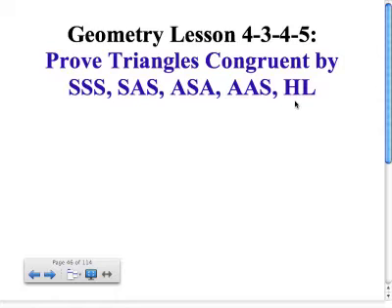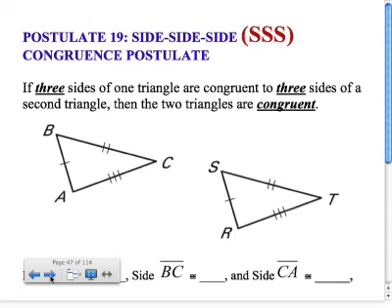So what we're looking at in these three sections are shortcuts for proving that triangles are congruent. Just like we've had similarity shortcuts, now we have congruent shortcuts. We have SSS, SAS, ASA, AAS, and HL. So obviously there's a couple more here than you had with similarity, but still the same concept. So the first one is the side-side-side congruence postulate, and this one is very straightforward.